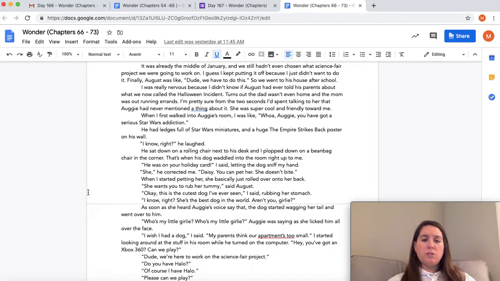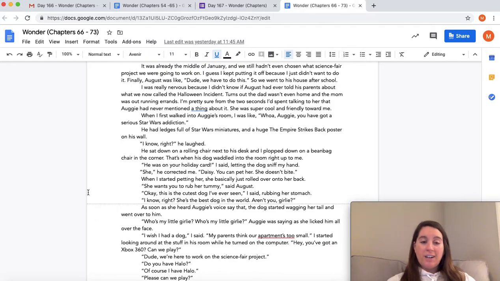I'm pretty sure from the 2 seconds I'd spent talking to her that Augie had never mentioned a thing about it. She was super cool and friendly toward me. When I first walked into Augie's room, I was like, "Whoa, Augie, you have a serious Star Wars addiction." He had ledges full of Star Wars miniatures and a huge The Empire Strikes Back poster on his wall. "I know, right?" he laughed. He sat down on the rolling chair next to his desk and I plopped down on a beanbag chair in the corner. That's when his dog waddled into the room right up to me.